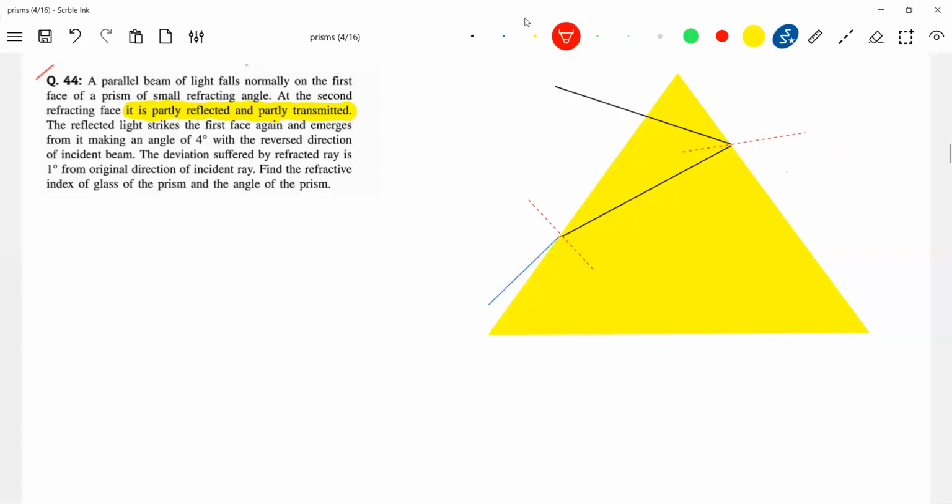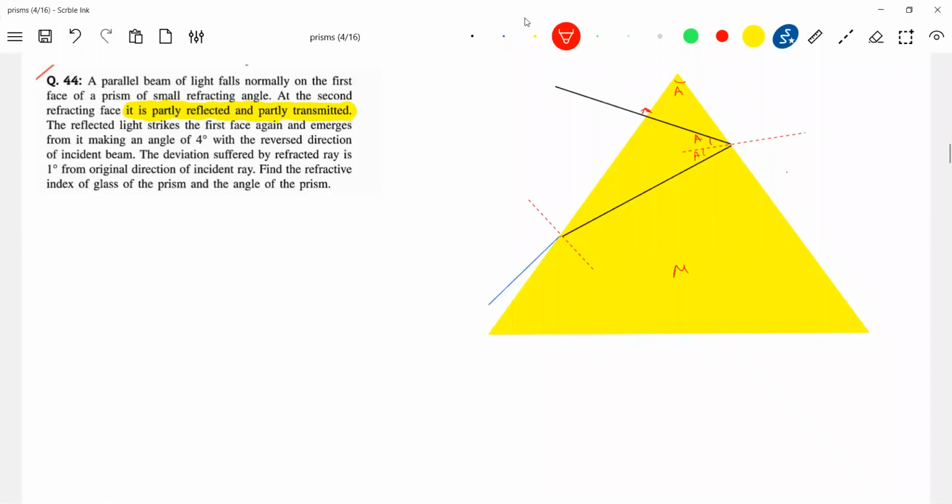Okay, let's get into the calculation part. There's the angle of the prism and the refractive index of the glass of the prism. We have to calculate this mu and A, these two things. So this should be R1. What is R1? R1 is 0. So this angle should be directly equal to, shall I write A? Angle of incidence should be equal to angle of reflection.